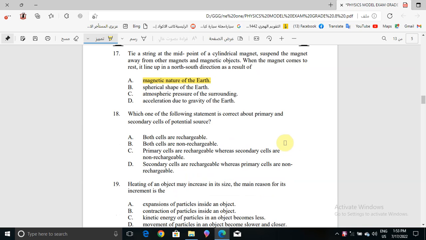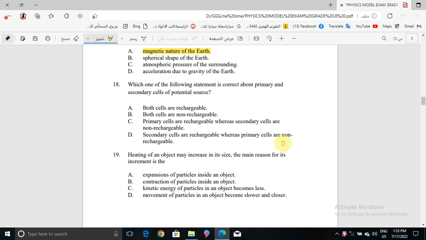Okay, now here in question number 18, which one of the following statements is correct about primary and secondary cells of potential source? In choice A, both cells are rechargeable. Choice B, both cells are non-rechargeable. Choice C, primary cells are rechargeable whereas secondary cells are non-rechargeable. No, it's the reverse: secondary cells are rechargeable whereas primary cells are non-rechargeable. So the correct answer for question number 18 will be choice D.